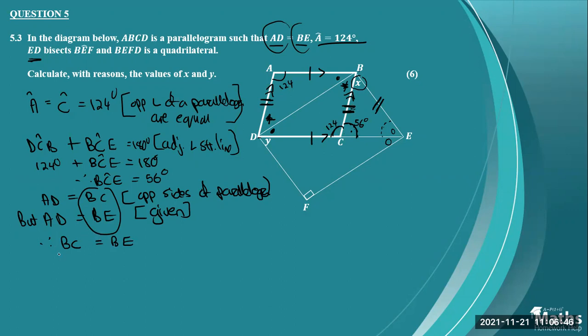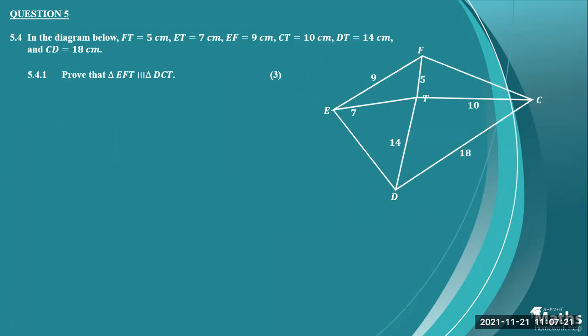And therefore angle BCE will be equal, no, I'm not going to say angle E. Let's be proper and say BEC. BEC will be equal to 56 degrees. Angles opposite equal sides. Right, so now we have the X value.